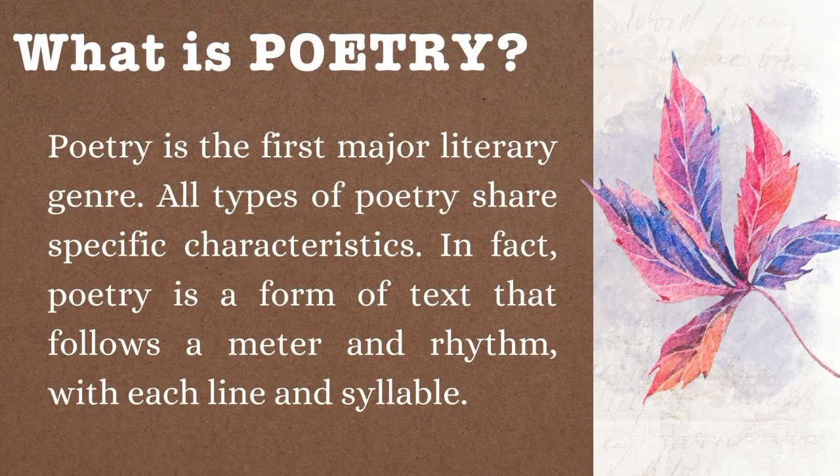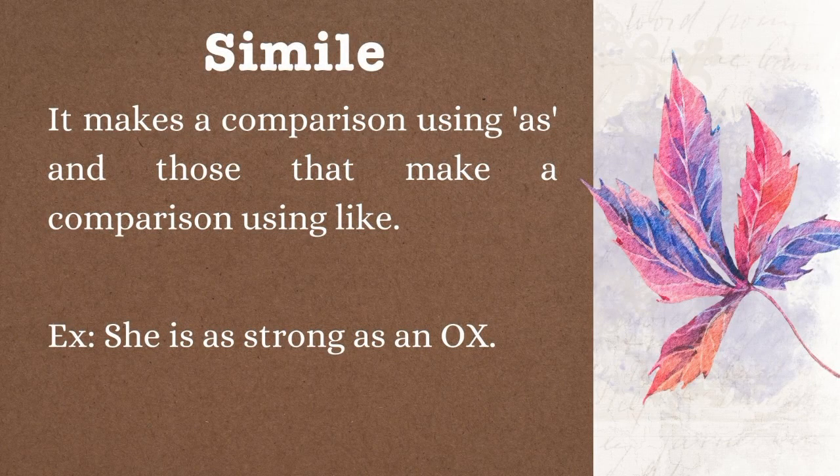First and foremost, we have poetry. So, what is poetry? Poetry is the first major literary genre. All types of poetry share specific characteristics. In fact, poetry is a form of text that follows a meter and rhythm with each line and syllable. So we have the conventions of poetry. First is simile. It makes a comparison using as and those that make a comparison using like.